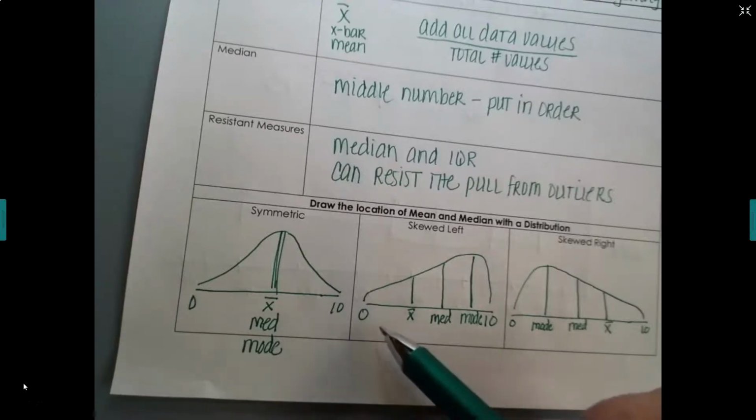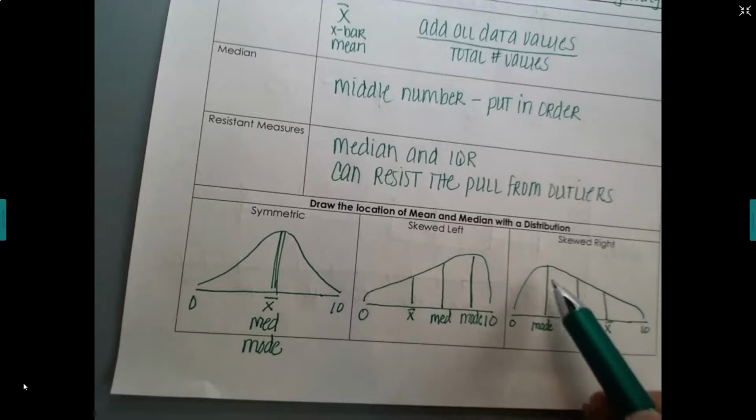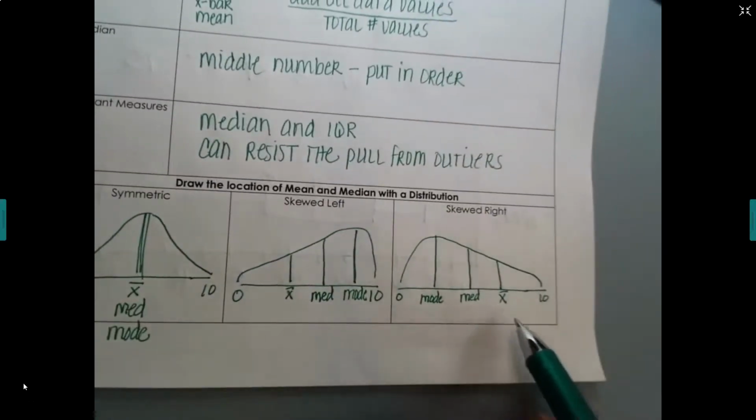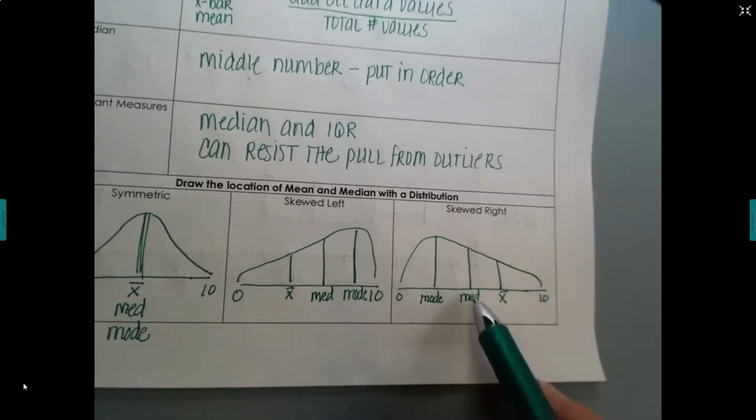So the mean was pulled much lower on a skewed left, so the mean is lower than the median in this case. On a skewed right, your mode is still the peak. Your mean gets pulled much farther to the skew than your median does. Median is still always in the middle. So in this case, your mean is a bigger number than your median.